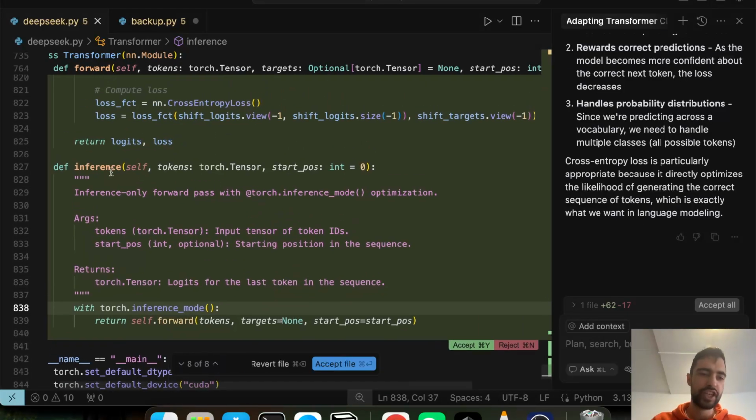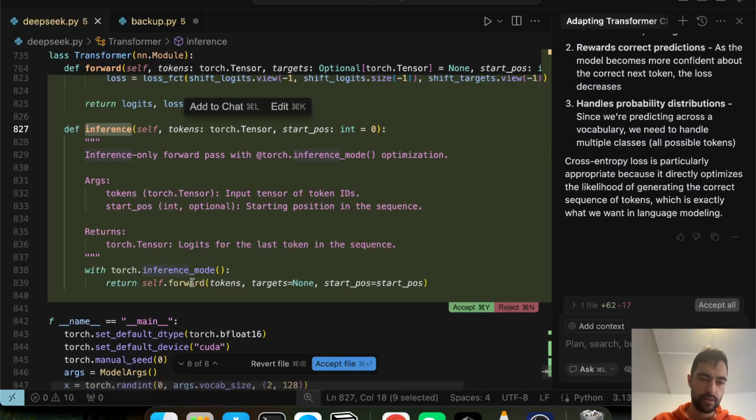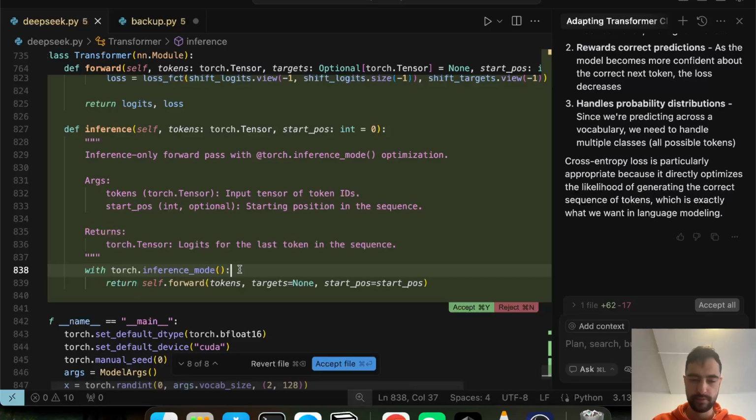And below that it just defines the inference function. So torch inference mode and then the forward, and that's it.